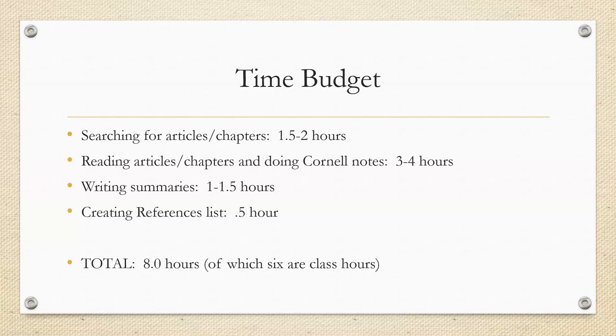The big part is going to be actually reading the articles and chapters and then doing Cornell notes or some other form of note taking as you're reading through. For this, I'm suggesting that you're going to need 3 to 4 hours. So I'm thinking about an hour per article or chapter. Again, people read at different speeds, so it's very hard to estimate how long this process will take. But I would say at least 4 hours.